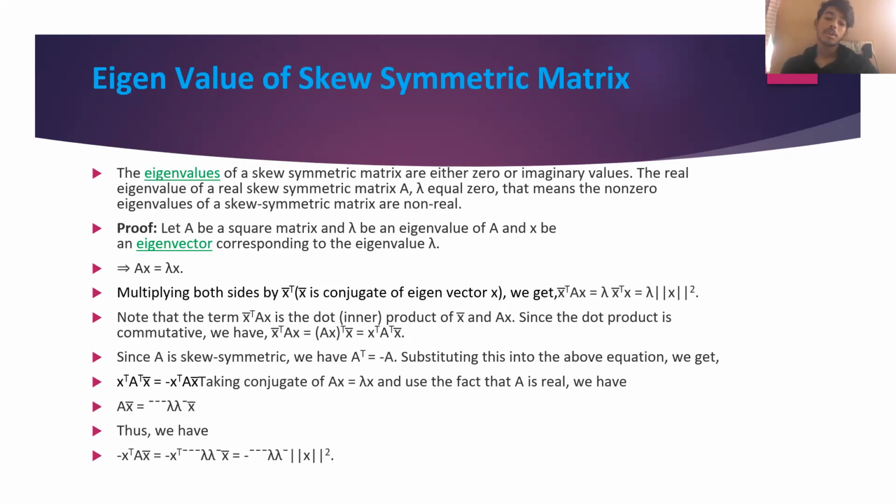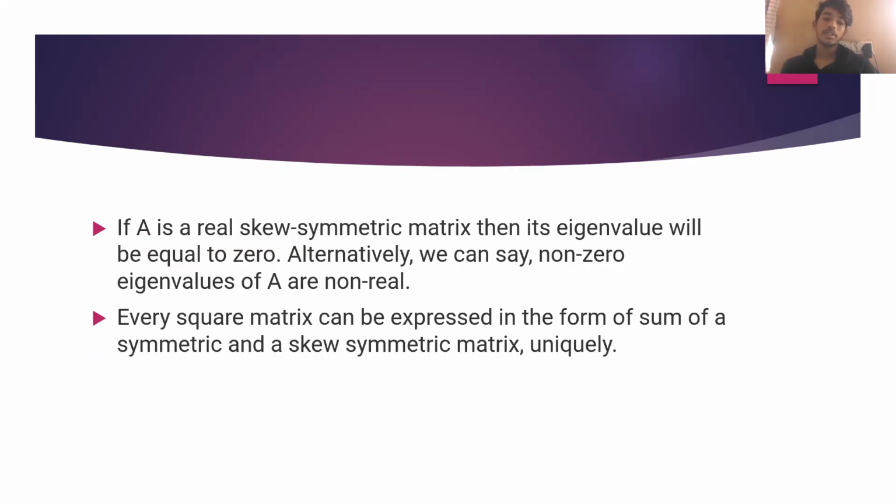Note that the term X bar is the dot inner product, and since the dot product is commutative, we have, since A is a skew-symmetric matrix, we have A transpose equals minus A. Substituting this into the above equation, we get, thus we have minus X transpose AX equals minus X transpose. If A is a real skew-symmetric matrix, then its eigenvalue will be equal to 0. Alternately, we can say non-zero eigenvalues of A are non-real. Every square matrix can be expressed in the form of a sum of a symmetric and a skew-symmetric matrix uniquely.